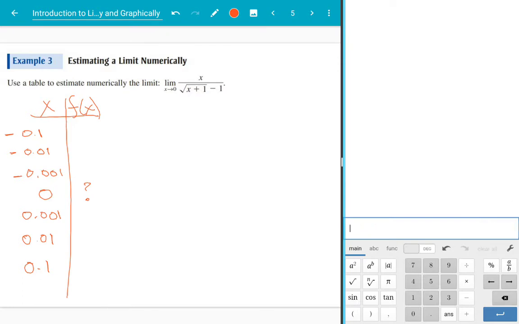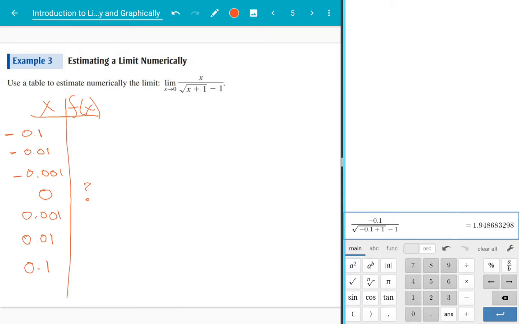Let's put the shell into the calculator here. So we have x, and let's start with the topmost number. That's going to be negative 0.1 divided by, let's make sure this negative sign is in the numerator, the square root of negative 0.1 plus 1, and then outside of that radical, minus 1. Let me make sure I have everything right. So I have x over the square root of x plus 1, minus 1. Now all I have to do is change the values in the x position.